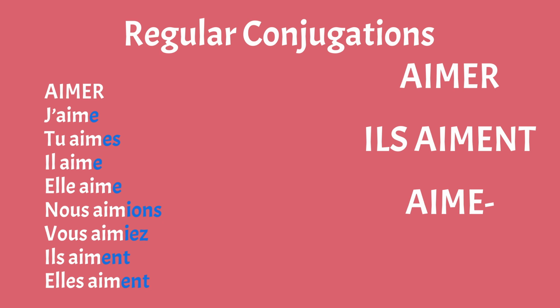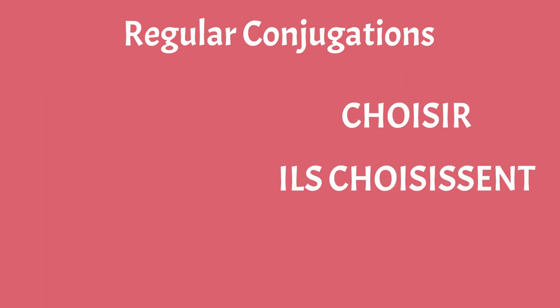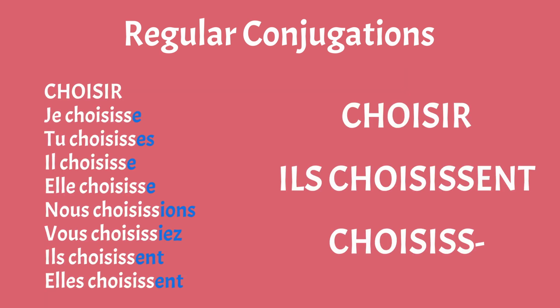Pretty similar to the normal present tense conjugations. For choisir, we end up with je choisisse, tu choisisses, il choisisse, nous choisissions, vous choisissiez, ils choisissent.